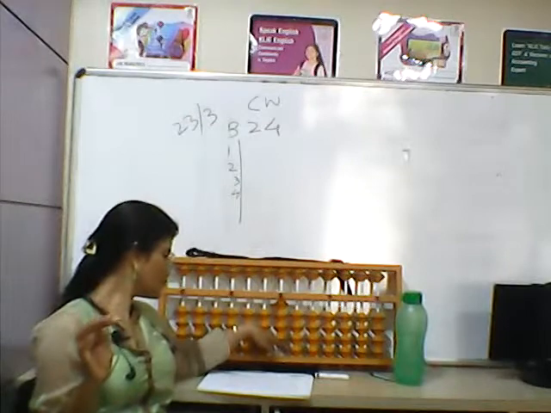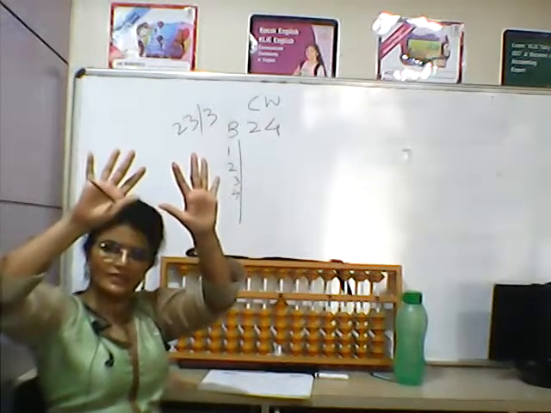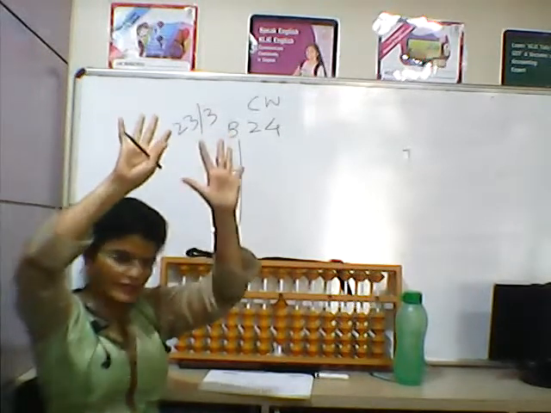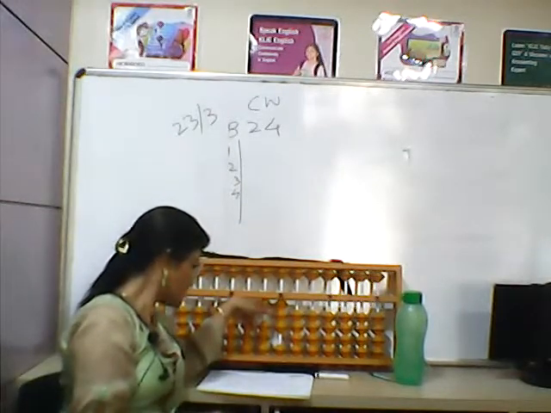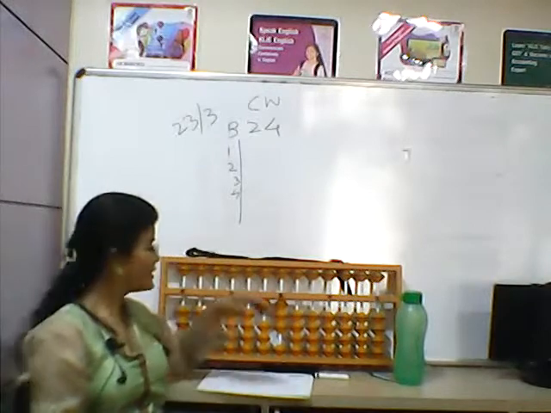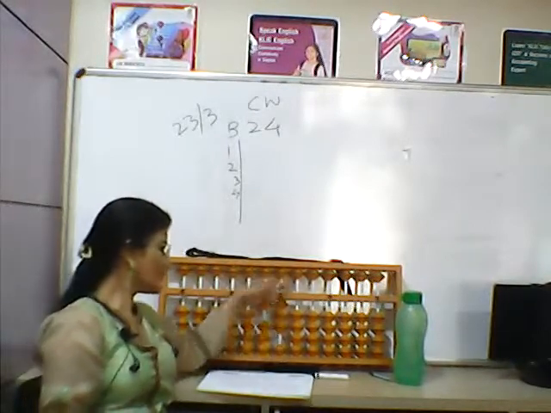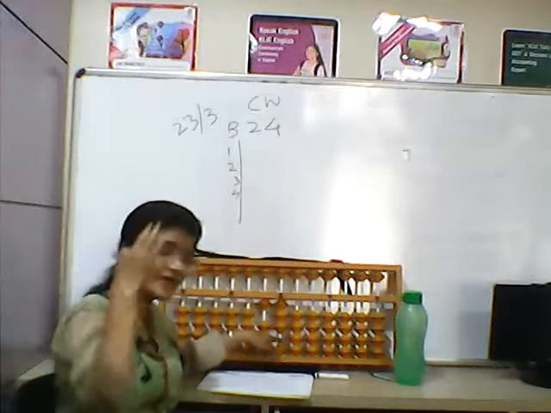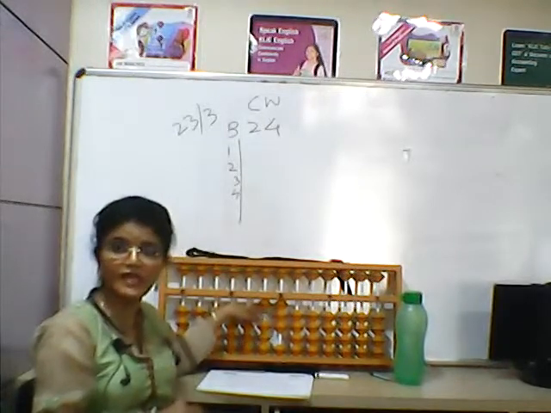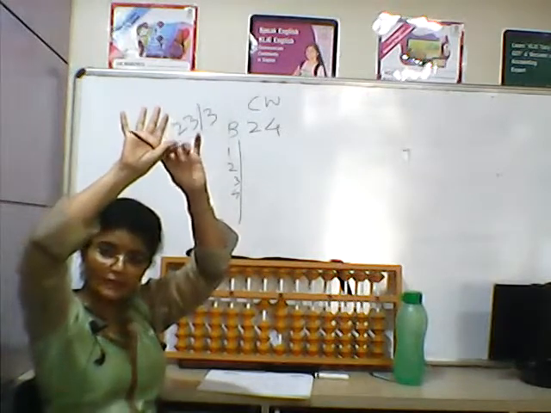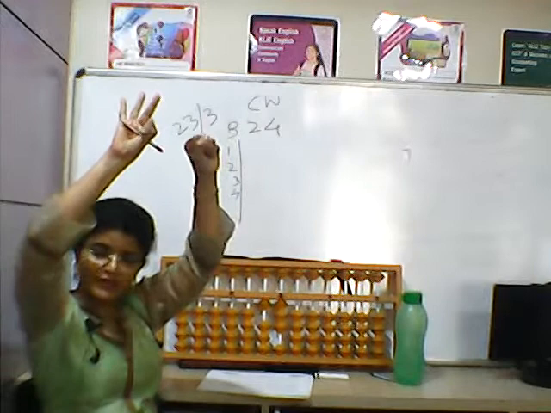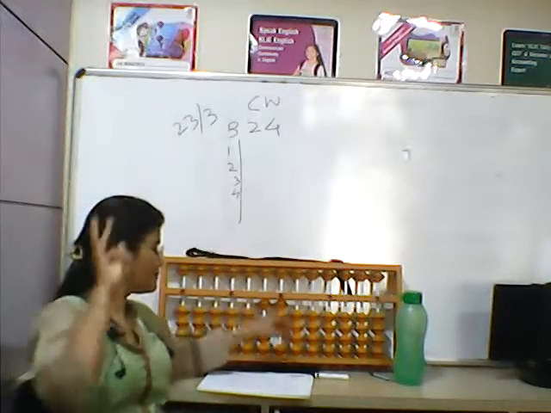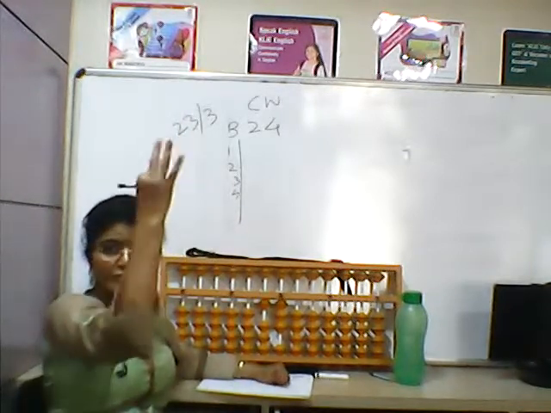No. So 9 ka friend minus 1. Minus 1 plus 10. Then minus 7. Can you do minus 7 directly? No. Can you do minus 10? Yes. So we take the help of the big friend. Minus 7 plus 3. Plus 3 to nahi hai.